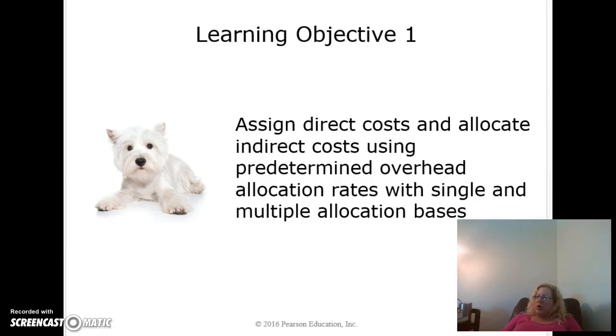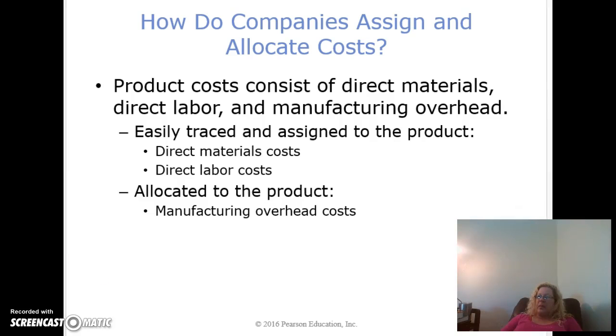Today I want to talk about assigning direct cost and allocating indirect cost using predetermined overhead allocation rates with single and multiple allocation bases. So how do companies assign and allocate cost? Remember that product costs include direct material cost, direct labor cost, and manufacturing overhead cost.